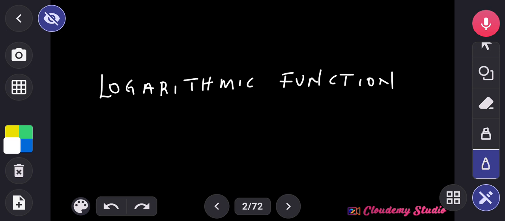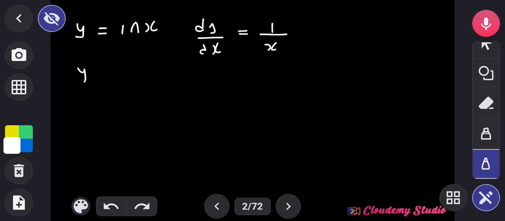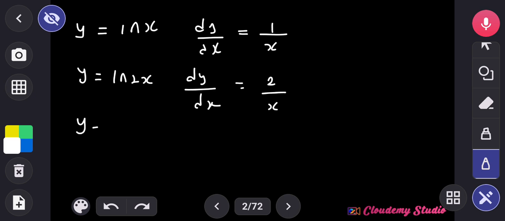And the first question, let us take our first question to be y equals ln x, right? We know that for ln x, our dy over dx equals 1 over x, right? Also, if you have something like y equals ln 2x, our dy upon dx will be equal to 2 over x. Also, if you have something like y equals ln 3x, our dy upon dx is going to give us 3 over x, and so on and so forth.